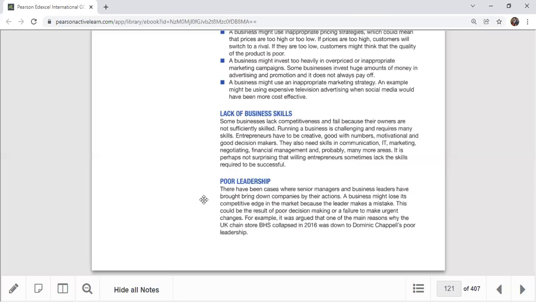You could argue that one of the main reasons why the UK business BHS collapsed in 2016 was Dominic Chappell's poor leadership. That's a very good example. Dominic Chappell was the CEO, and his poor leadership was one of the reasons for the collapse. Same thing with other businesses. If you talk about Kodak's failure, or Thomas Cook, a 178-year-old company, the reason behind the failure was poor leadership, poor management. There are certain cases you can research. Poor leadership caused business failure.